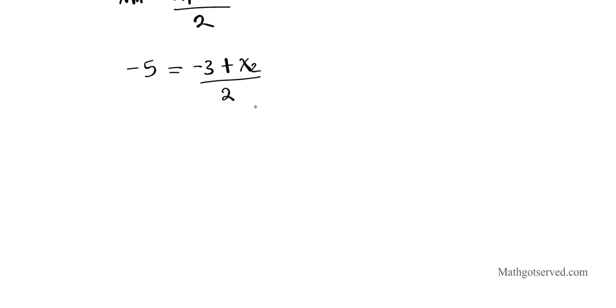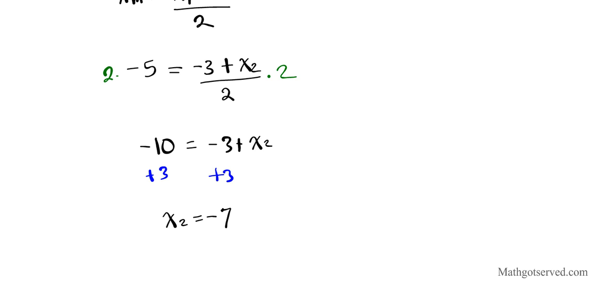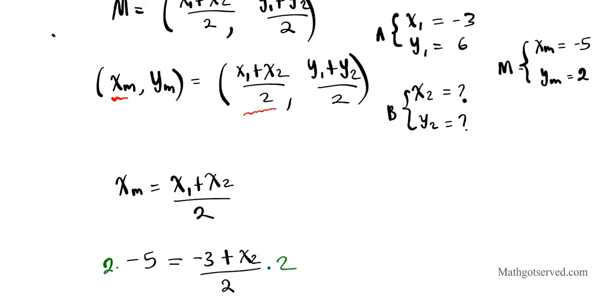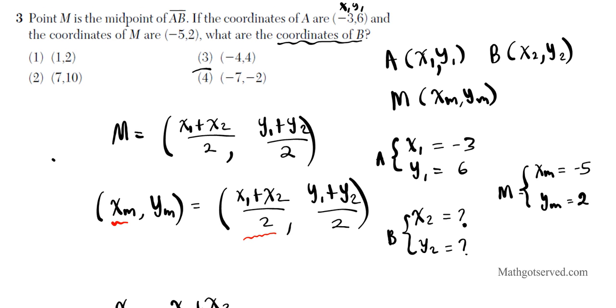So this is an algebraic equation. To solve this, I'm going to multiply both sides by 2 and add 3 to both sides. So multiply by 2 both sides. So you're going to have -10 equals -3 plus x2. And then you simply add 3 to both sides, and you have x2 equals -7. So which of these coordinates has -7 as an answer? It's option number 4.